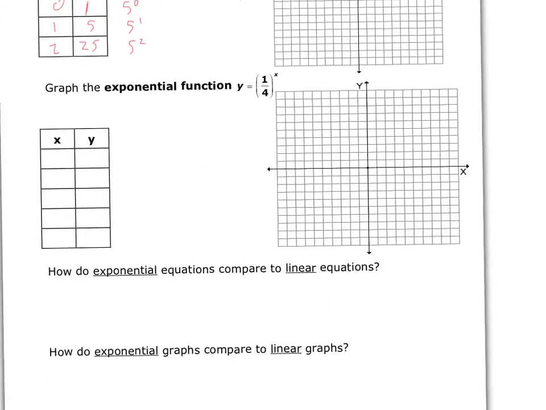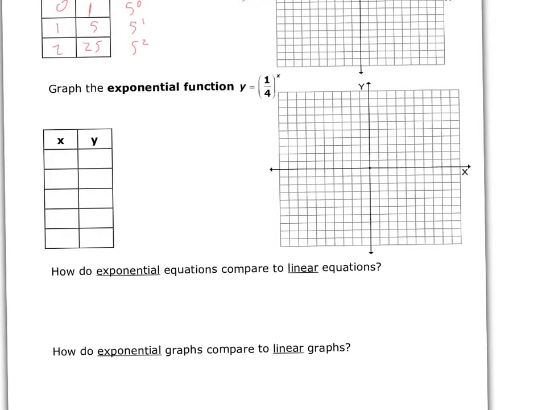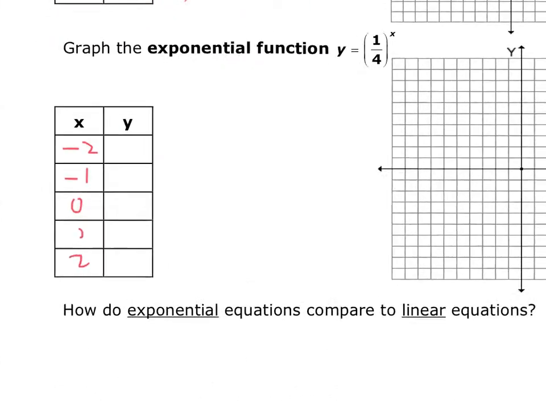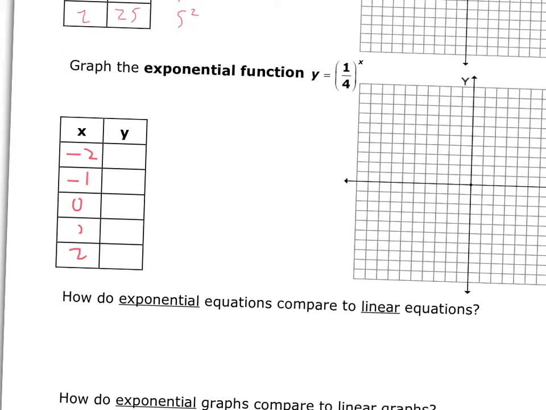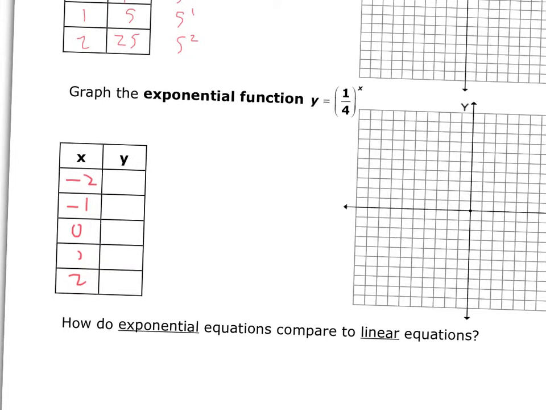Okay, we have one more type, and it's going to be the type where you have a fraction inside of your parentheses. So let's give it a try. Of course, we have our same x values, -2, -1, 0, 1, and 2. And then we're going to go ahead and plug these in. So we have 1/4 to the -2.